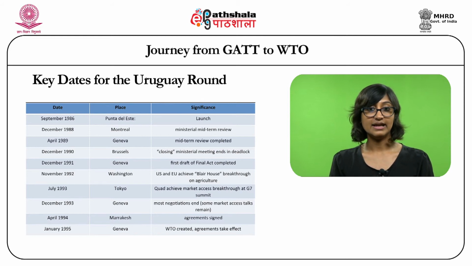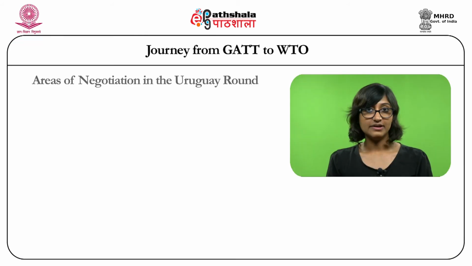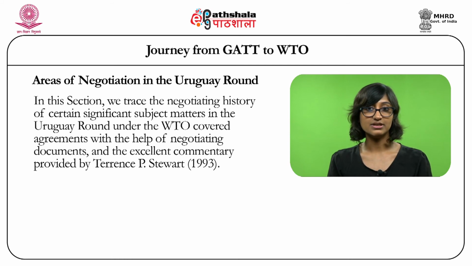In December 1993 at Geneva, most of the negotiations were completed, and in April 1994 at Marrakesh, the agreements were signed. And on 1st January 1995, the WTO was created and the agreements took effect. Now we deal with the areas of negotiation in the Uruguay round. Here we trace the negotiating history of certain significant subject matters in the Uruguay round under the WTO.